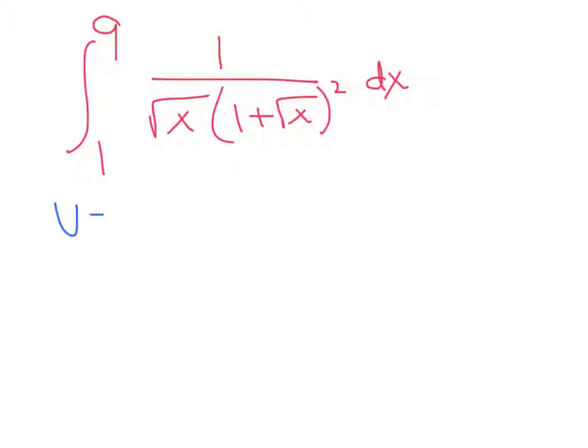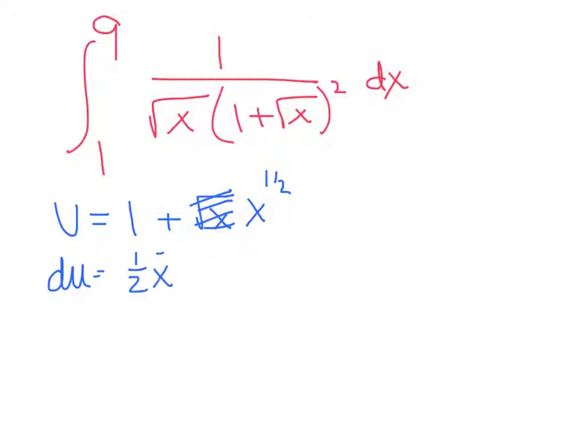So I'm going to go with my u sub. U is equal to 1 plus the square root of x. And of course, I'm going to call that x to the 1/2. All right, let's go get our du. So I'm going to get 1/2 x to the negative 1/2 dx. Okay, now I think you're crazy if you try to solve for that without cleaning it up. Du equals 1 over 2 radical x dx.